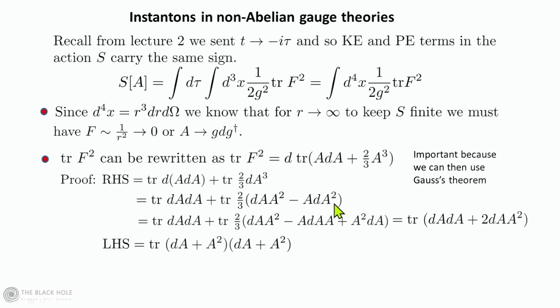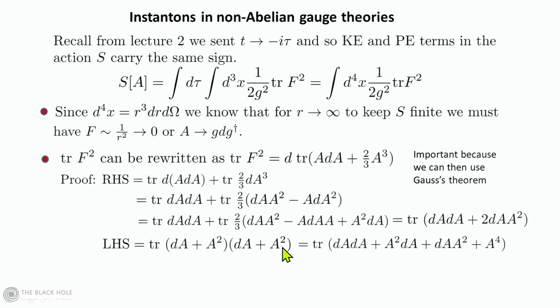Okay, now let us look at the left-hand side. Now I have trace of F squared, so trace of F into F. F is dA plus A squared. Multiply this out. dA into dA, which is here. dA into A squared, which is here. And A squared into dA, which is here. And then I have A to the 4th.